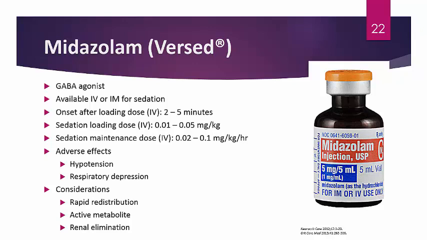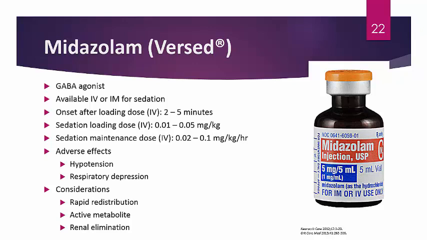The other benzodiazepine agent we'll talk about is midazolam. It's also a GABA agonist, used IV or IM for sedation. Relatively short onset after loading dose, about 2 to 5 minutes, so a little shorter than lorazepam. Loading dose is traditionally 0.01 to 0.05 mg per kilo, and the maintenance dose is anywhere from 0.02 to 0.1 mg per kilo per hour.